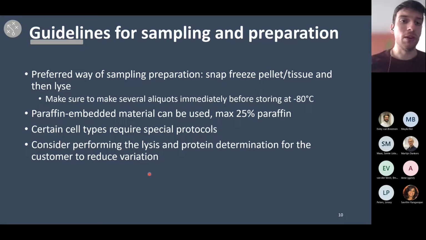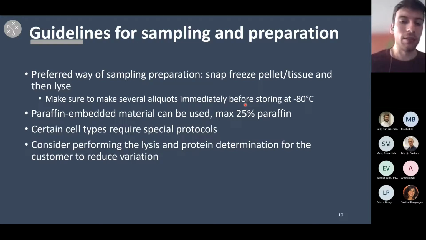Our preferred way of sample preparation, how we do it in-house as well for our industrial clients, is to snap freeze your cell pellet or tissue and then perform the lysis. So really keep the samples as fresh as possible and as cold as possible. And what we generally suggest is to make several aliquots immediately before storing at -80 degrees.